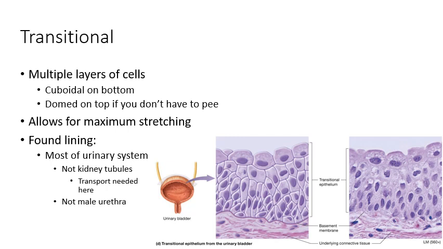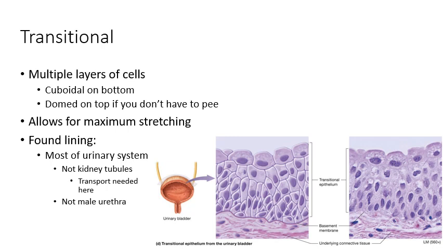And the role of this epithelium, or what makes it special, is that it can stretch well. So if you were to stretch it, the cells on top would flatten out and they would start to look actually like squamous cells. But when you relieve the stretch, they come back to have that domed shape on top. So the dome is allowing that tissue to stretch.